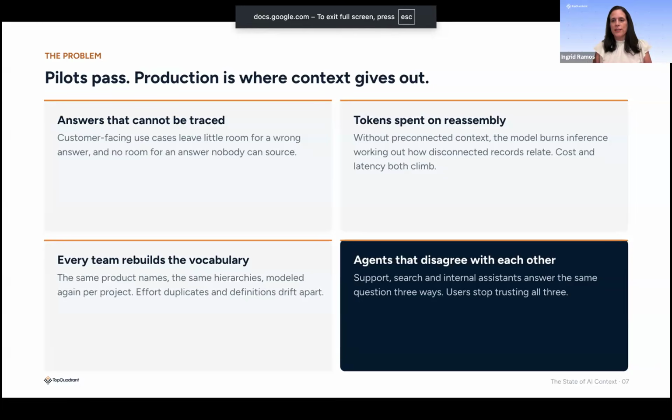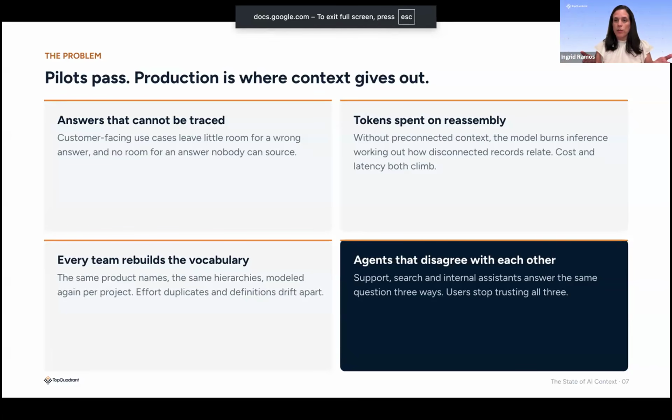The answers can't be traced. You're constantly spending tokens on your AI. You're rebuilding the vocabulary every time. In other words, I might be using a list of customers and then I tweak it, but then somebody else is using it, and somebody else is using it. And now you're building technical debt, but you're also building semantic debt.